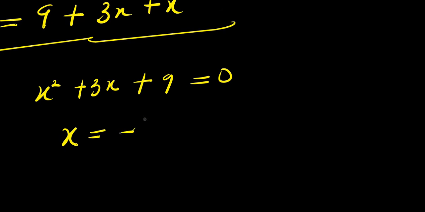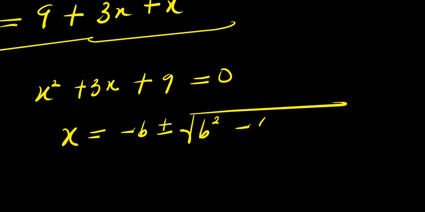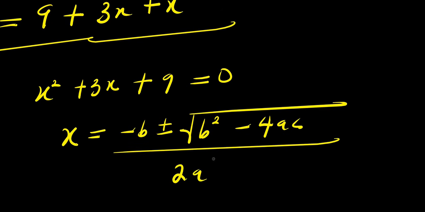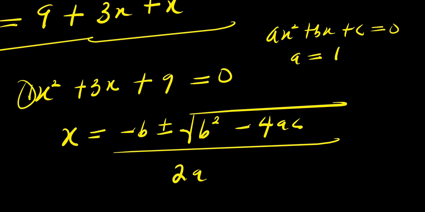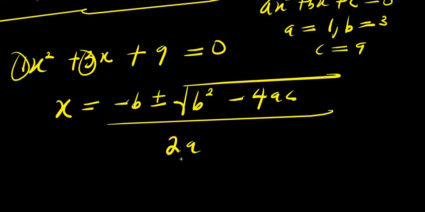We have x equals negative b plus or minus square root of b squared minus 4ac, divided by 2a. If you compare this to the general quadratic equation, which is ax squared plus bx plus c equals 0, your a is the coefficient of x squared here, which is 1. b is the coefficient of x, which is 3. c is 9. So let's insert them right here.